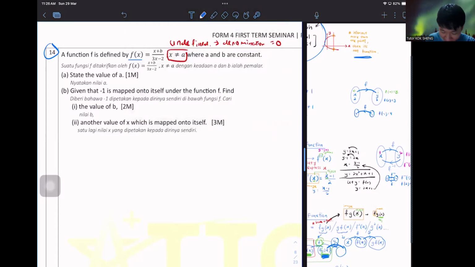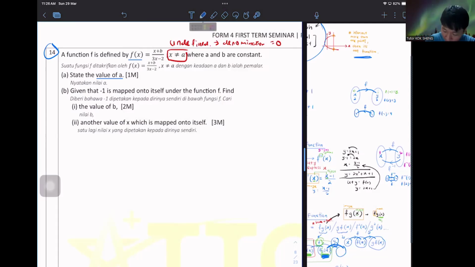So yeah, the first one, they're asking for A. So they're asking what value of object you cannot sub in. So again, just as already explained here, take the denominator, 3x minus 2 equals 0. Then you will know what you should not sub into the x.